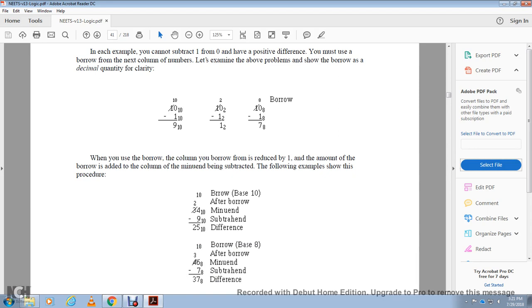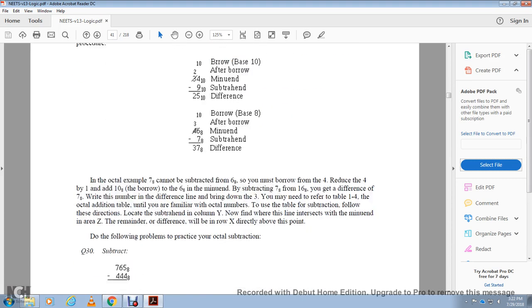Now 46 base 8 minus 7 base 8 gives 37 base 8 as the difference. In the octal example, the 7 base 8 cannot be subtracted from the 6 base 8.